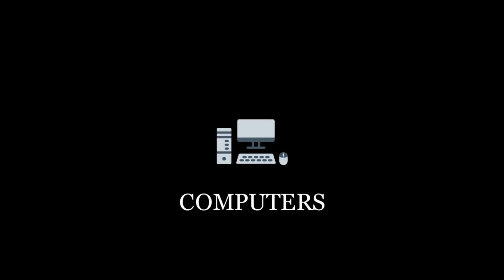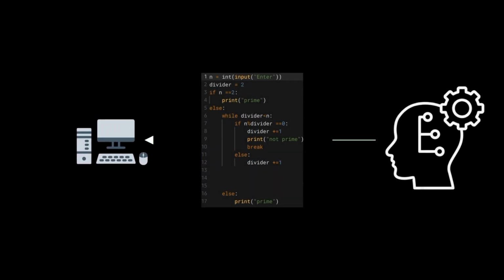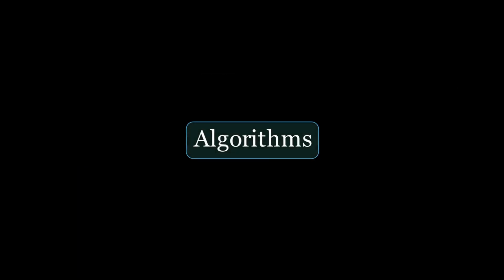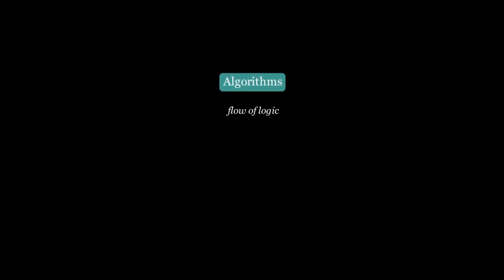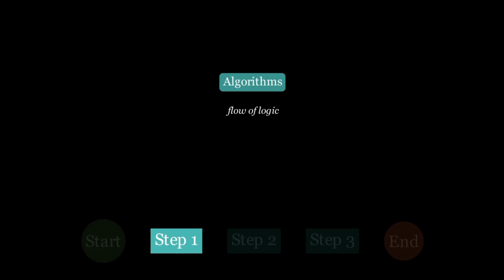To do this task, we need to instruct the computers. To instruct, we code. But to code, we need logic. And having a good, elegant logic is important, and this is where the algorithms come in. Algorithm is nothing but flow of logic. It's like start, step 1, step 2, step 3, end. That's it. And we put the logic into the steps.